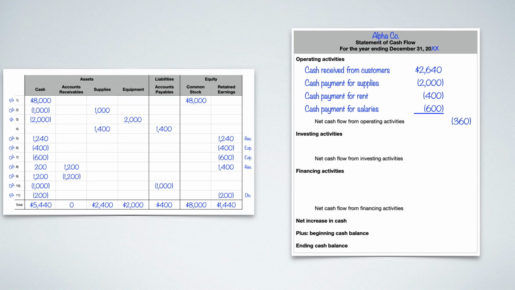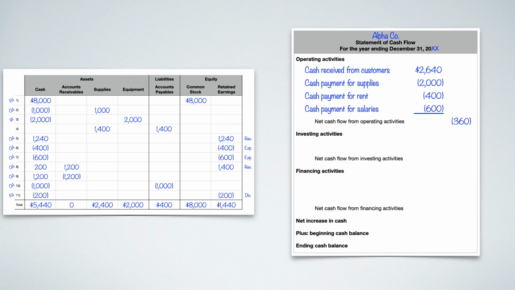Net cash flow from operating activities tells me my cash went down, because it's a negative number. My cash went down by $360 simply from operating activities, simply from my day-to-day business activities, which is not the best. We're just going to chalk that up to this is a brand new business and it hasn't really got steam yet. But we really want that at its minimum to be positive. But again, we're in the first year, so we'll overlook that.